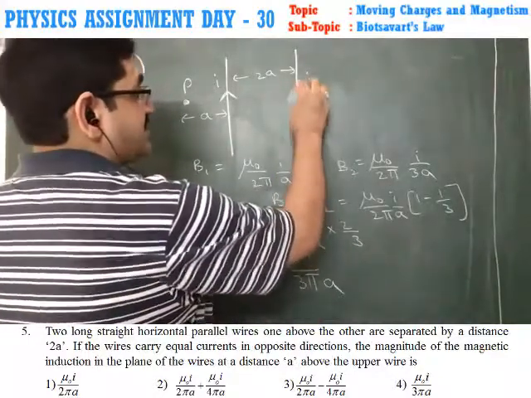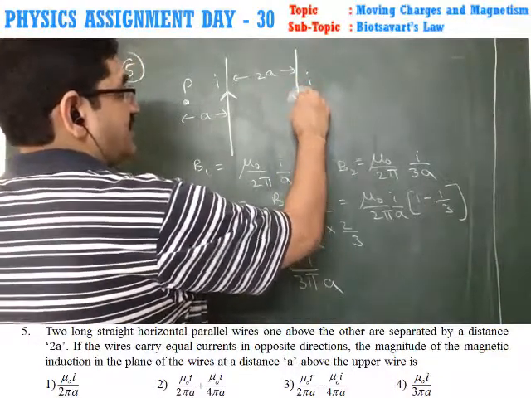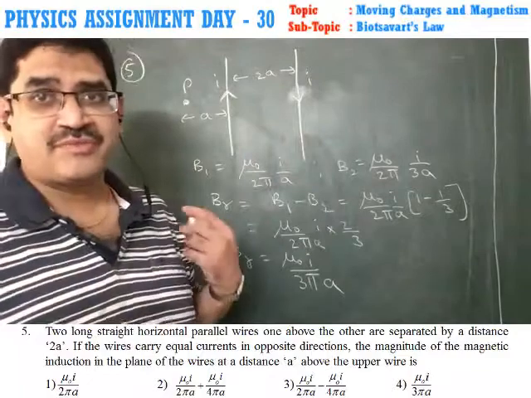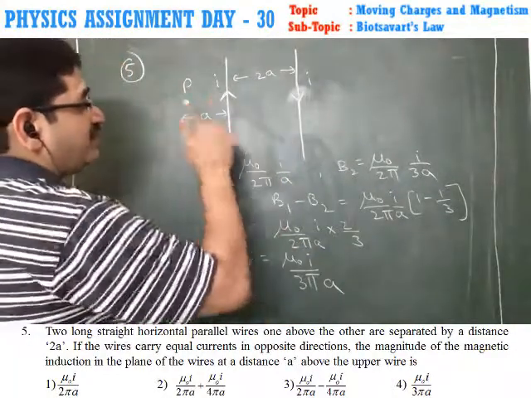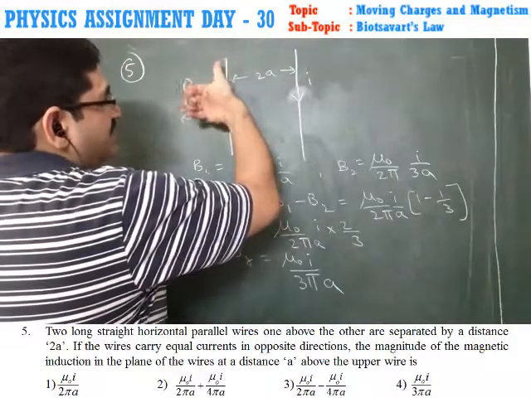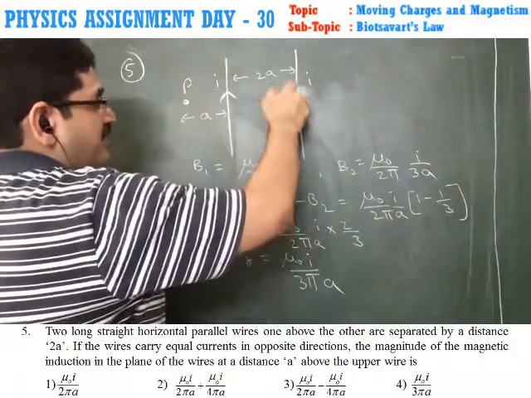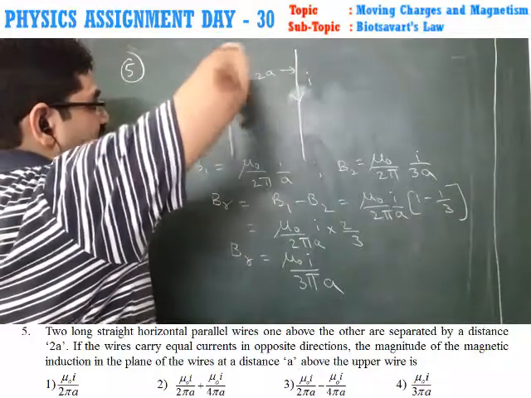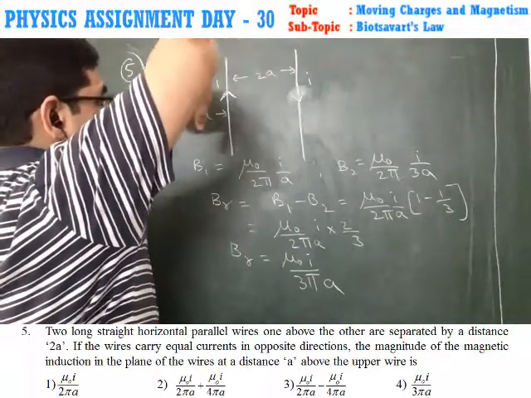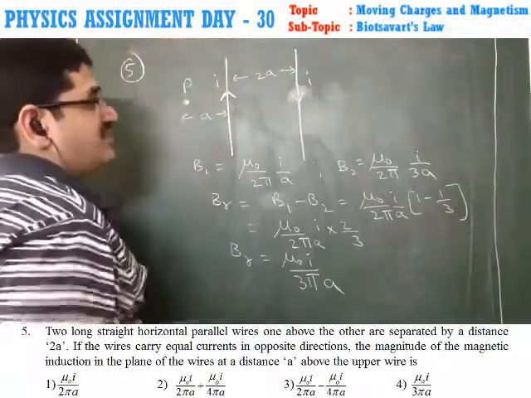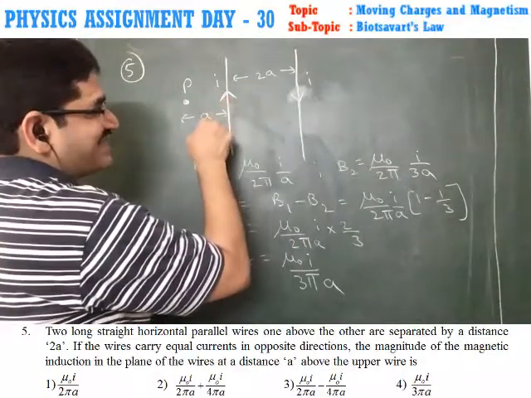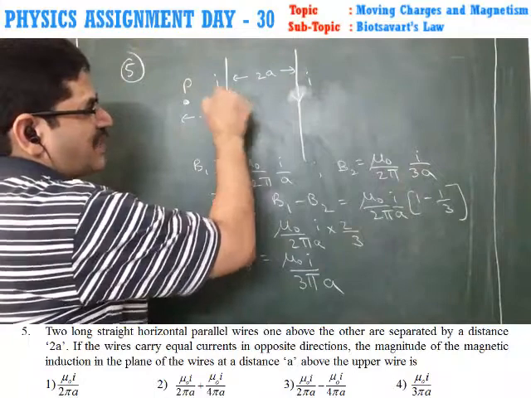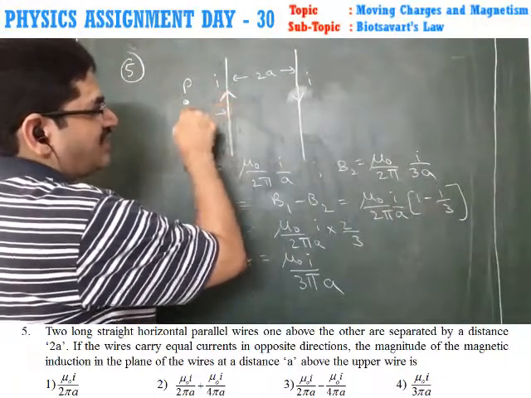Here the current directions are not the same. They are opposite. When the current directions are opposite, what happens? At point P, the magnetic field due to this current carrying conductor will be into the plane. The distance from the lower wire is 2a plus a, 3a. The distance from the upper wire is only a.